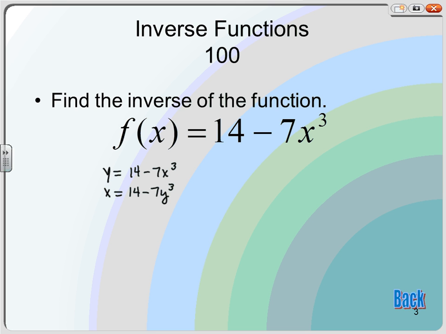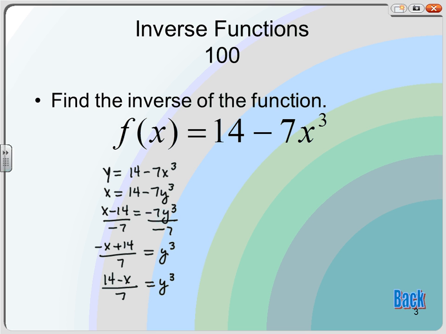All right, then I'm going to solve for the new y values. So I'm going to subtract 14. I'm going to divide by -7. So when I divide by -7, I'm going to divide by a negative on the top and the bottom. So the top becomes negative x plus 14, and the bottom is just now 7. But usually I'll write that as 14 minus x. So I usually do that step in y equals y cubed.